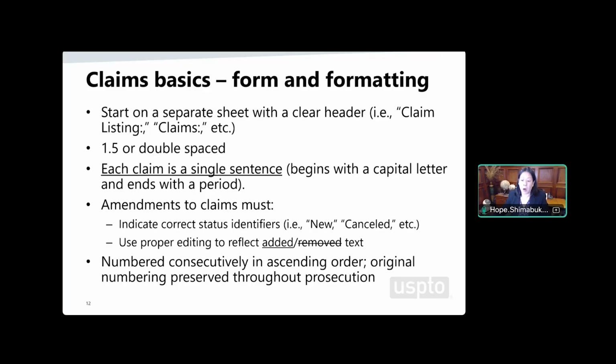So now the claims also need to include a correct status identifier. That means that you need to clearly state whether you are adding, canceling, amending, or withdrawing the claims. And you actually have to put that status in parentheses next to the claim number at the beginning of the claim. So when you amend your claim, you would also need to adhere to matters of form, where you would underline added text and strike through any removed text.